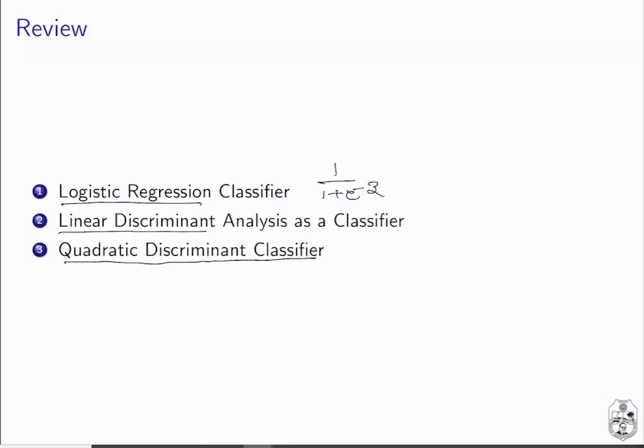In this video, I will be describing two additional classifiers. The first one is the naive Bayes classifier, and the second one is the k-nearest neighbor algorithm, or KNN algorithm. So these are the two algorithms that I will be explaining in this video.